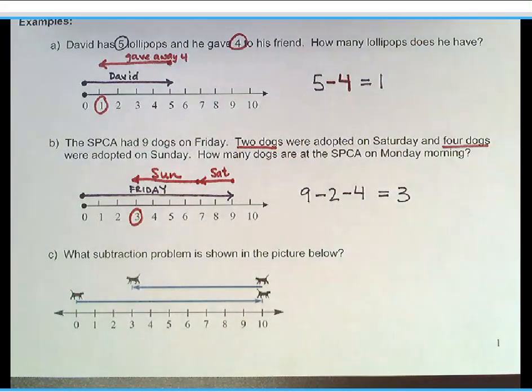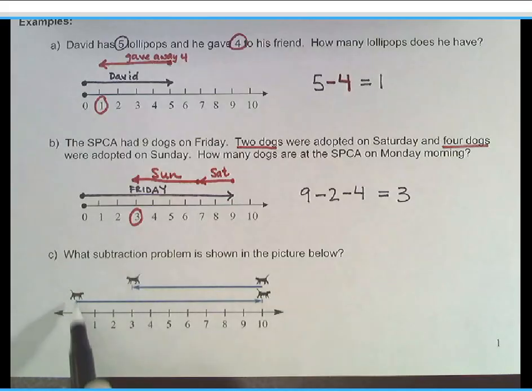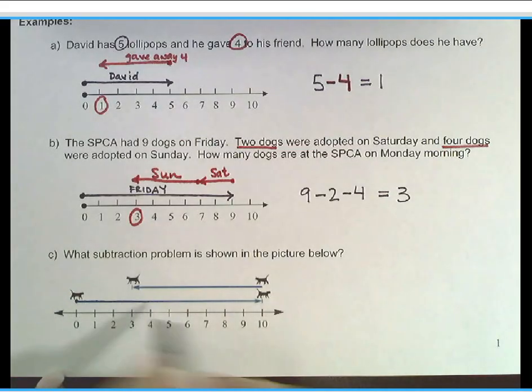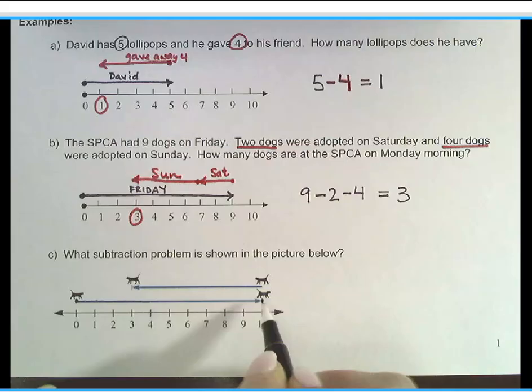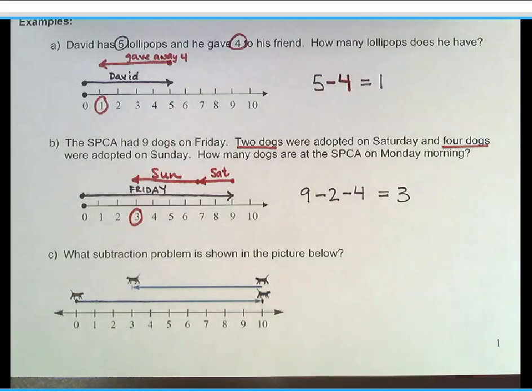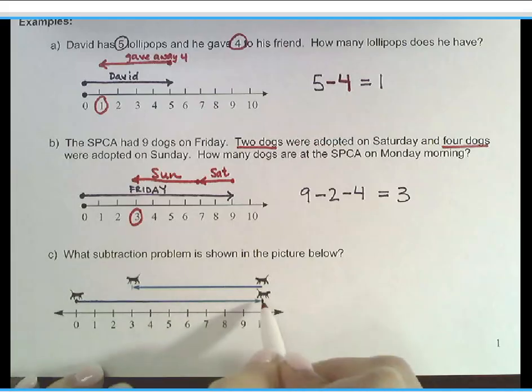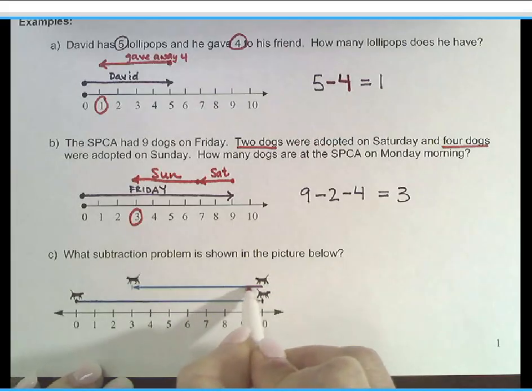So how about this last one? Let's see if we can figure out what subtraction problem is being shown. So you've got this little cat, and you can tell what direction the cat is walking by where his head is and where his tail is. So it starts out here at 0, and the cat walks all the way up here to 10. And then for some reason the cat turned around. There's no reasoning with cats. I have a bunch, I should know. So the cat turns around and then it walks back this way.